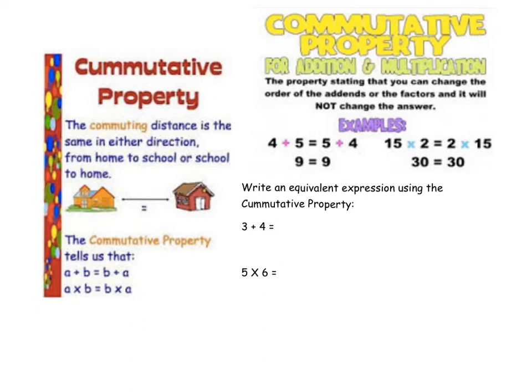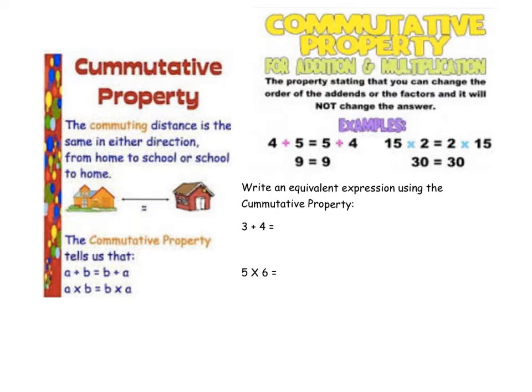The commutative property, I think of commuting as going from one place to another. So the commuting distance is the same in either direction. So it's like if you were going to school, you're commuting there, and that to school is the same as to home. This works with addition and multiplication only, not subtraction or division, unless you rewrite it as addition or multiplication.